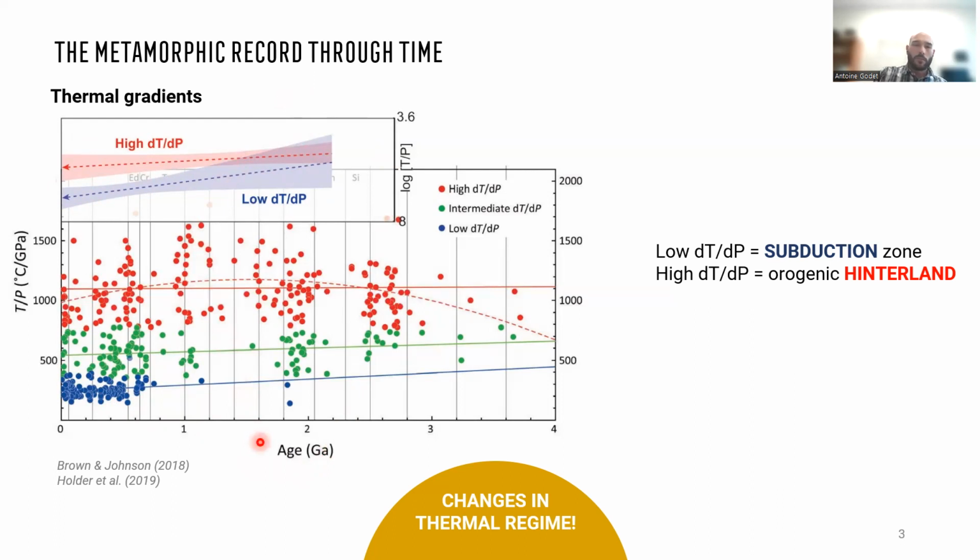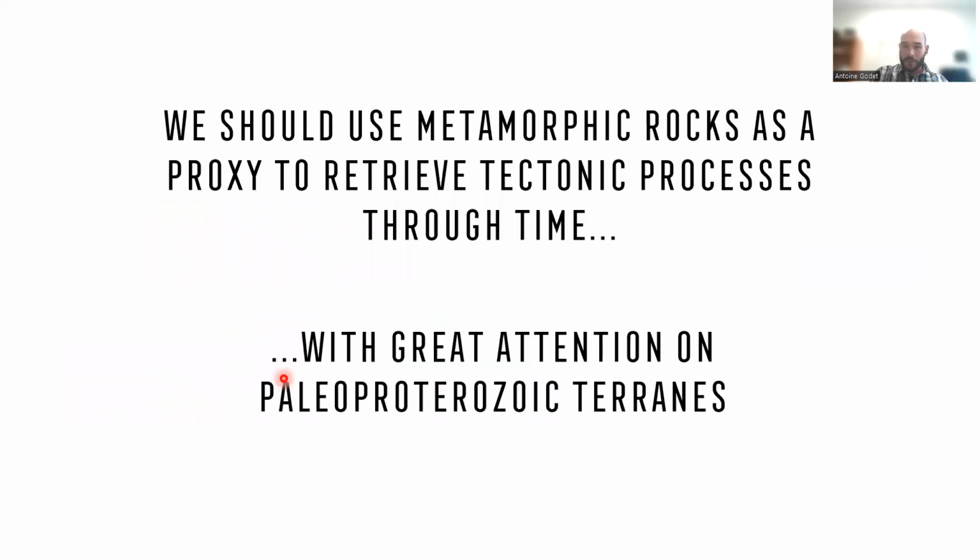So this is one of the proxies that have been used to argue for the initiation of modern plate tectonics during the Paleoproterozoic. So we should use metamorphic rocks as proxies to retrieve tectonic processes through time. And we should put great attention on the Paleoproterozoic terrains, as well as Archean terrains, as well as modern terrains. But for today, we're going to talk about Paleoproterozoic terrains and take an example.